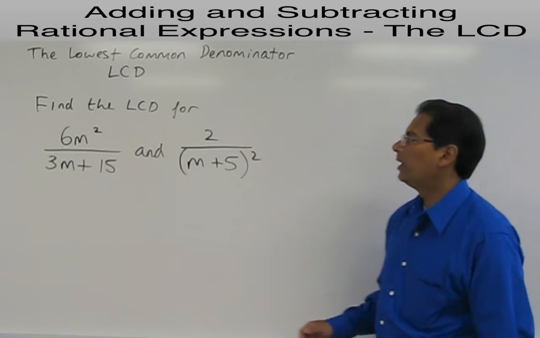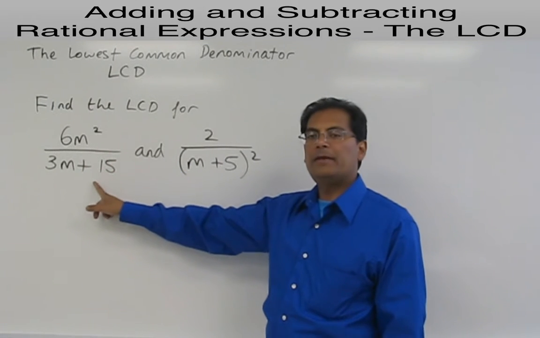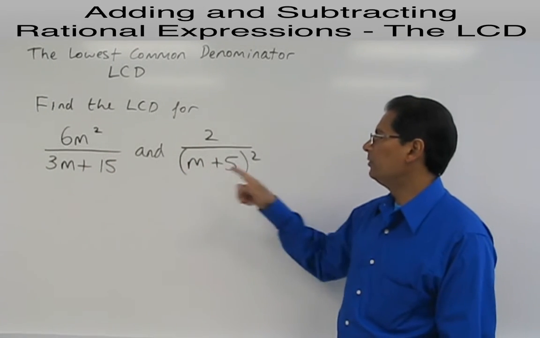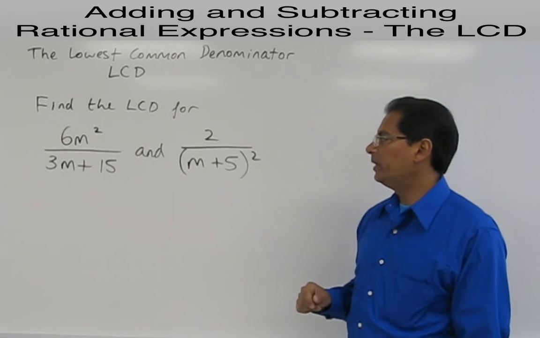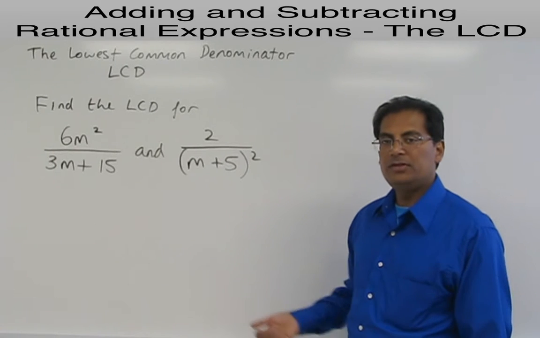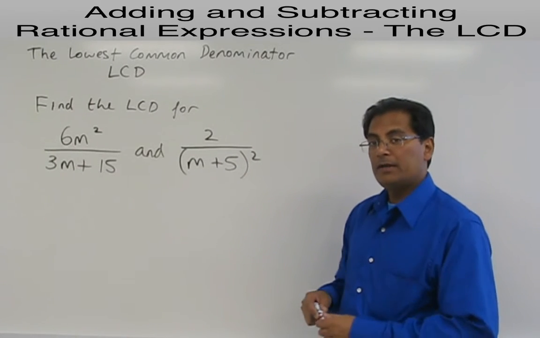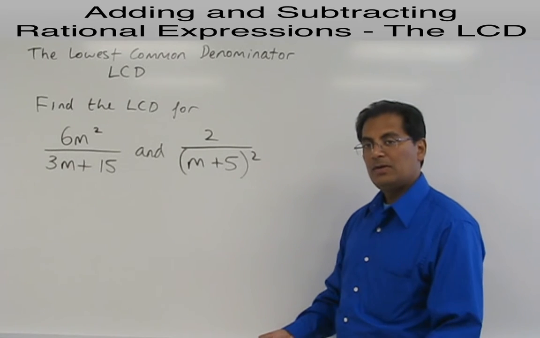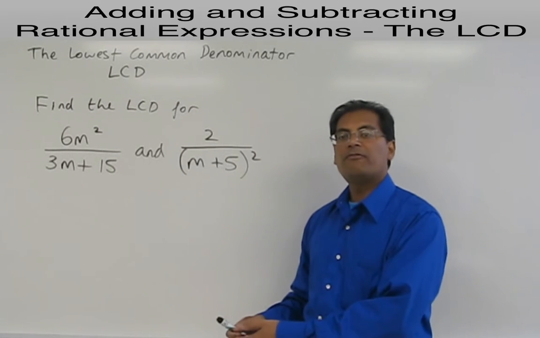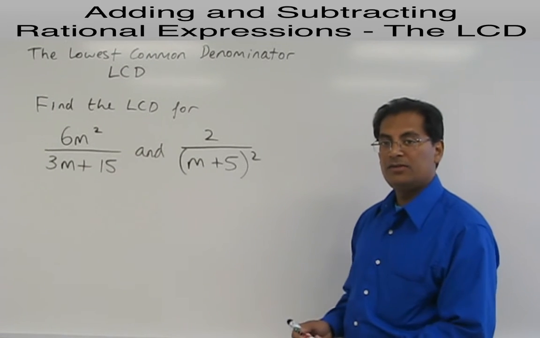In this example, we're asked to find the LCD for the expressions 6m squared over 3m plus 15 and 2 divided by m plus 5 squared. So we have unlike denominators, and we're going to find the LCD. The first thing you want to do is break apart your denominators, factor them. When we use numbers, we call it prime factorization. When we have algebraic expressions, we just factor these denominators.